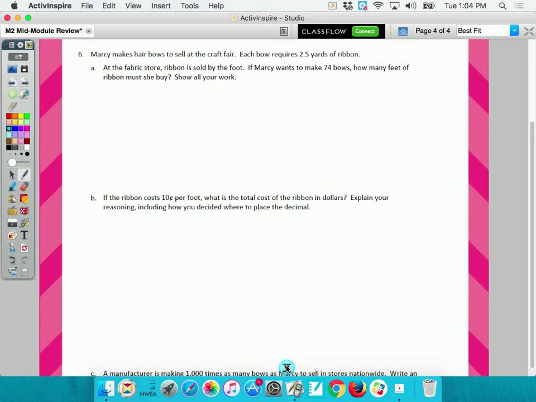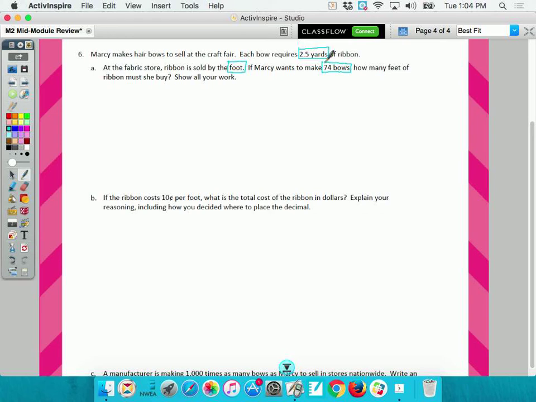So now you're going to have to remember how many yards it is, so I would go ahead and highlight that. At the fabric store, ribbon is sold by the foot. Underline foot. If Marcy wants to make 70 bows, how many feet of ribbon must she buy? Show all your work. So we have 2 things we have to do here, don't we? What's the first thing we need to do?